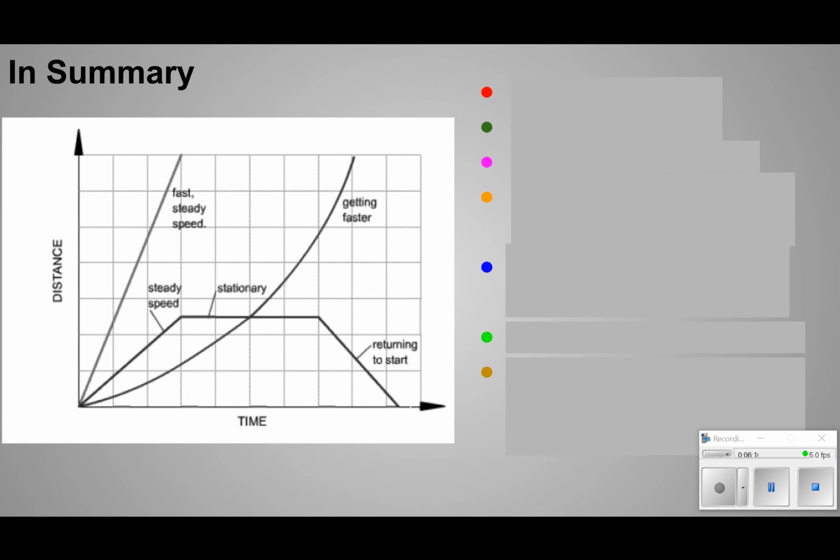So let's summarize all of this. So take a second and draw this graph. I know it's a lot of pieces and a lot of lines. We're going to talk about what they all mean.